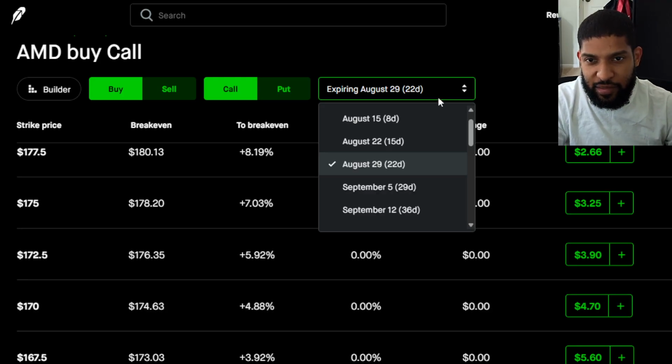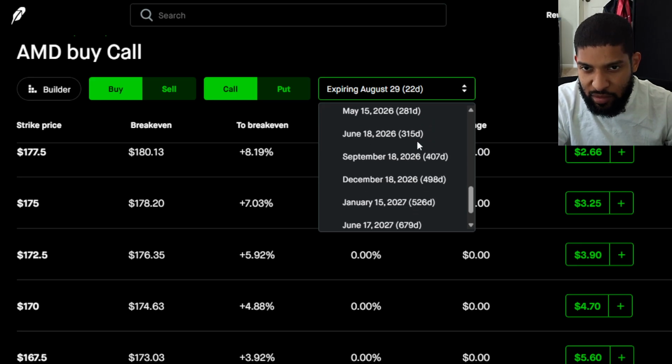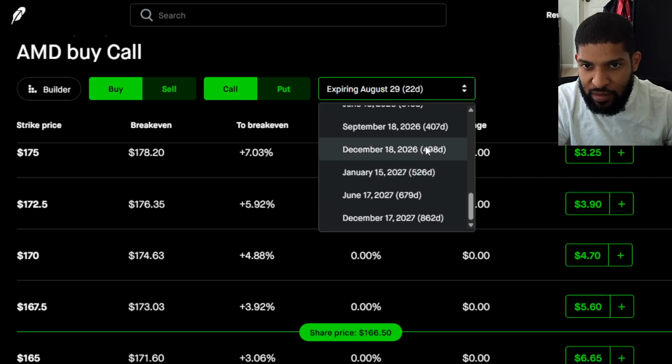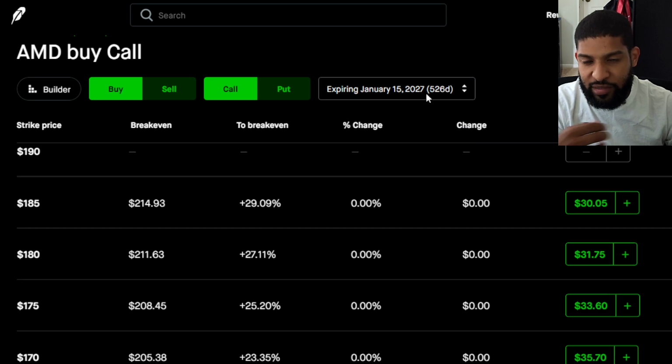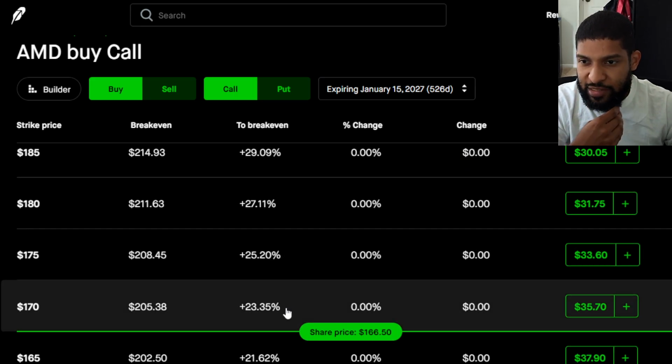And oh yeah, a leap option. A leap option is basically a contract that has been pushed out a year or 2 years out. So let's say you want to buy a call option on AMD, and the expiration date is January 15th, 2027. So that's essentially a leap option. So let's do 170. So now you see the price of the contract increased.